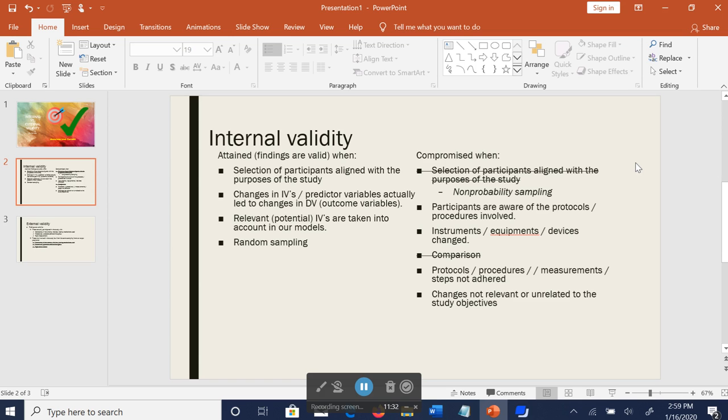And internal validity can also be compromised if the steps involved in the research, the protocols, the procedures, or even the measurement used are not properly adhered to. And internal validity can also be compromised if we make certain changes that are not relevant or not related to the purposes of our study.